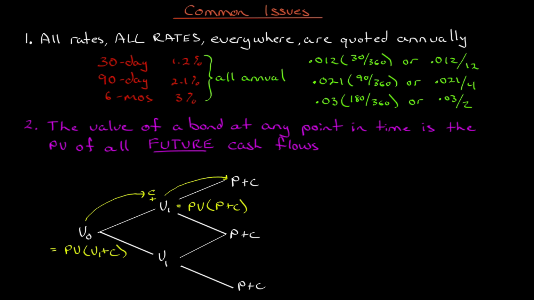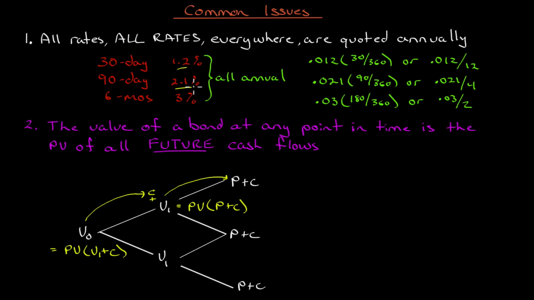So let's begin. Number one, all rates, all interest rates that you see, all rates everywhere are quoted annually. Everywhere. So if we see a 30-day rate at 1.2%, that's not 1.2% for 30 days. That is a rate of interest of 1.2% annually for those 30 days. So 0.012 multiplied by 30 over 360 to get it into a 30-day term, or 0.012 divided by 12. That is an annual rate.